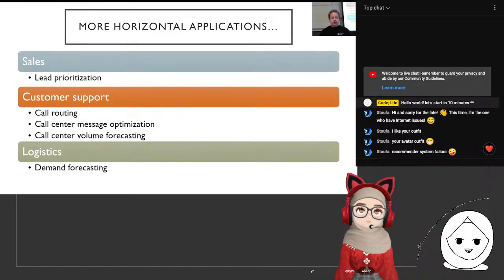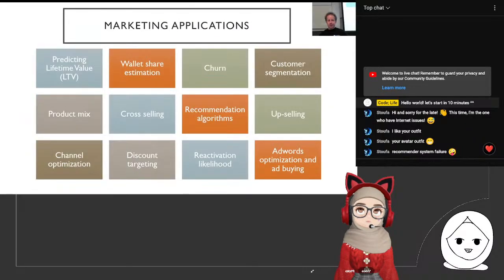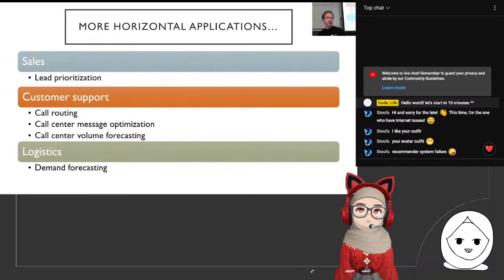Another great example is lead prioritization, right? For a lot of companies, for every one of these boxes I'm showing, you can generally find a company or many companies whose sole job in life is to build models of that thing. So there are lots of companies that sell lead prioritization systems.